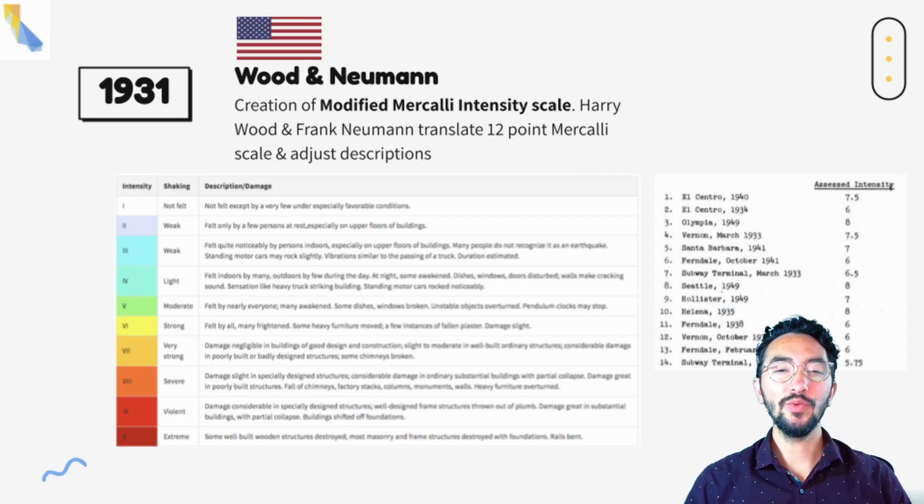In 1931, Wood and Newman would take Mercalli's scale, modify it slightly, and come up with the modified Mercalli intensity scale, which is something that's still used today as a point of reference.